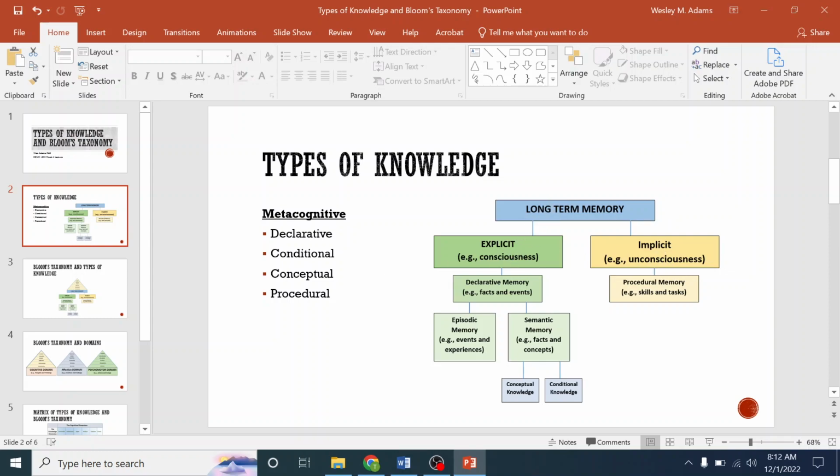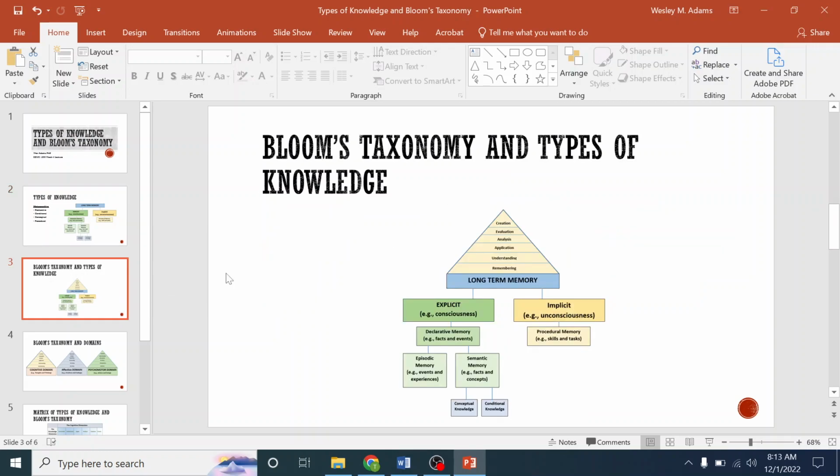So we started the class off by covering the big four types of knowledge, the ones that you'll see most in literature. And we talked about the big picture of metacognition, metacognitive knowledge. If you're thinking about how these play into your learning, that is metacognition. But long-term memory is really broken up into explicit versus implicit, if we want to simplify that.